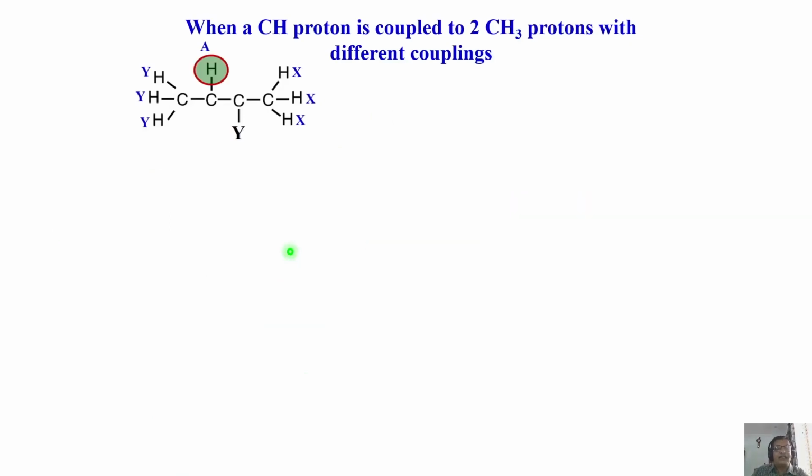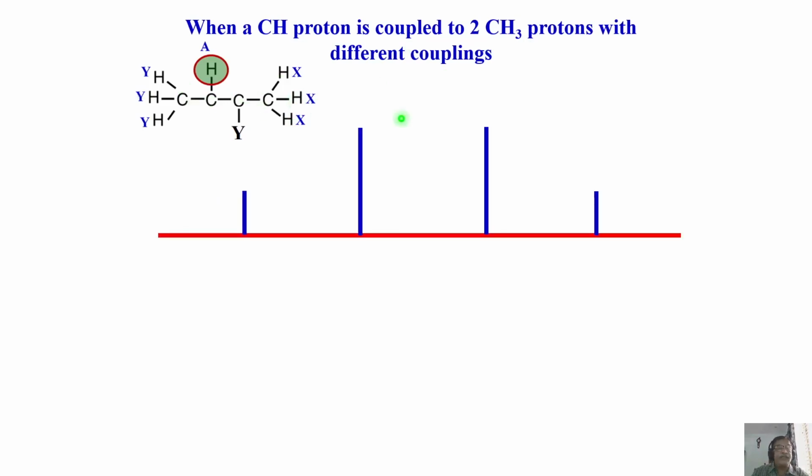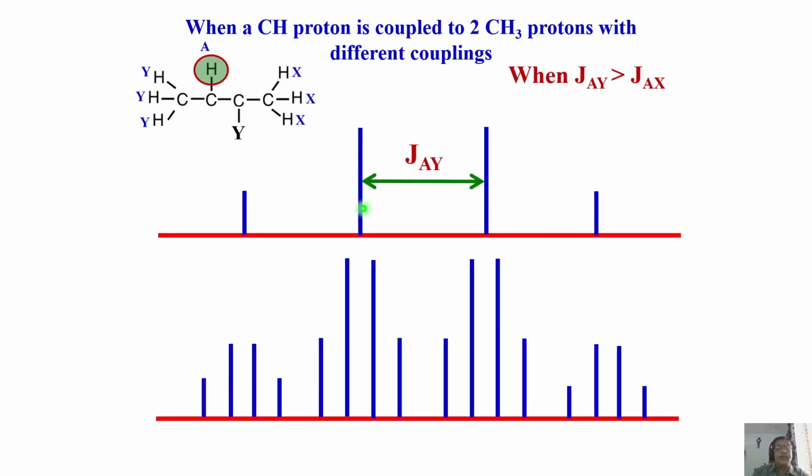Okay. Next, another simple example. I am taking an example of a molecule where the CH proton is coupled to two CH3 groups with different coupling strengths. When they were equal, we saw what happens, septet, sextet, everything we observed. Now, there are different couplings. First, AY is larger. Because AY is larger, it is a quartet. AY is larger, so the separation will give you JAY. Now, each line of this quartet is split into further quartets because of this coupling.